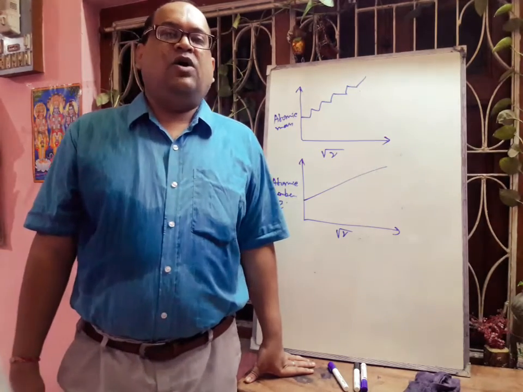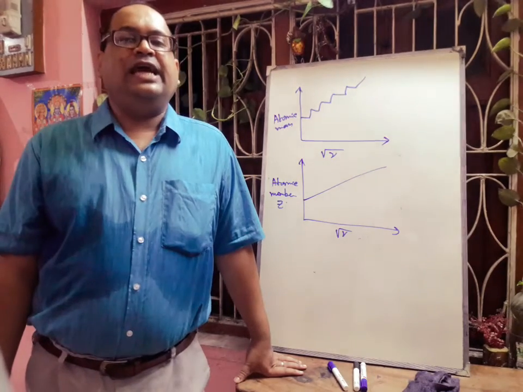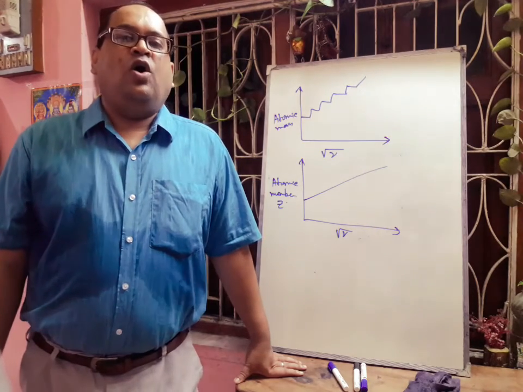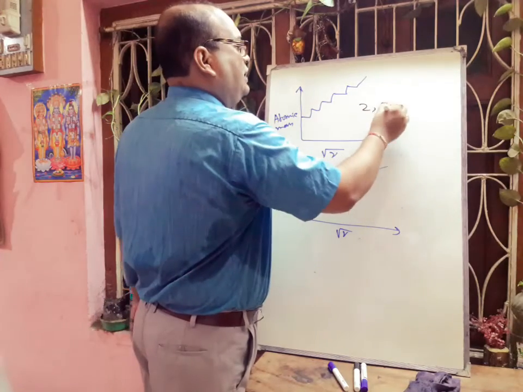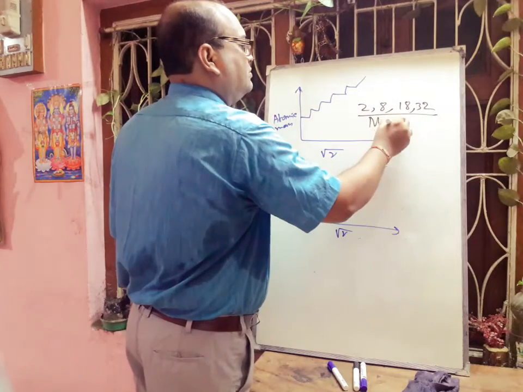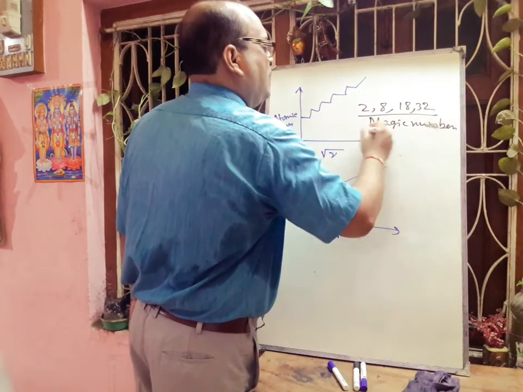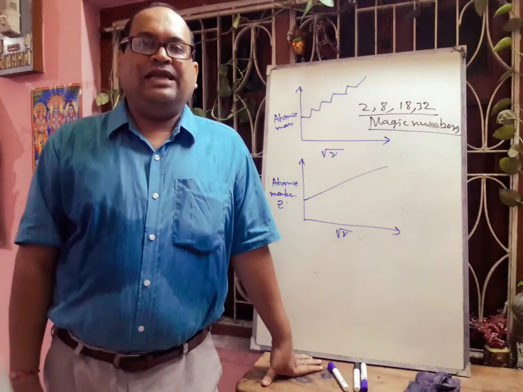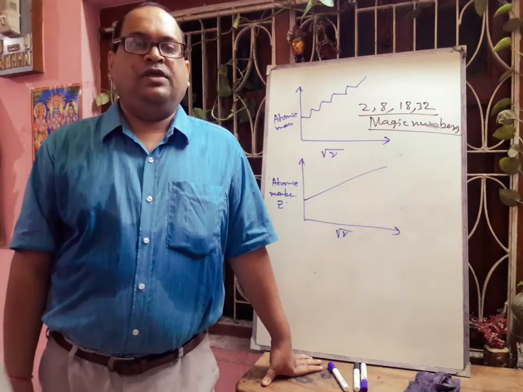Now the properties of elements get repeated after intervals of 2, 8, 8, 18, 18 and 32, because similar electronic configurations recur only after these intervals. So the numbers 2, 8, 18, 32 are called magic numbers, because these numbers are useful in locating the elements with similar properties.